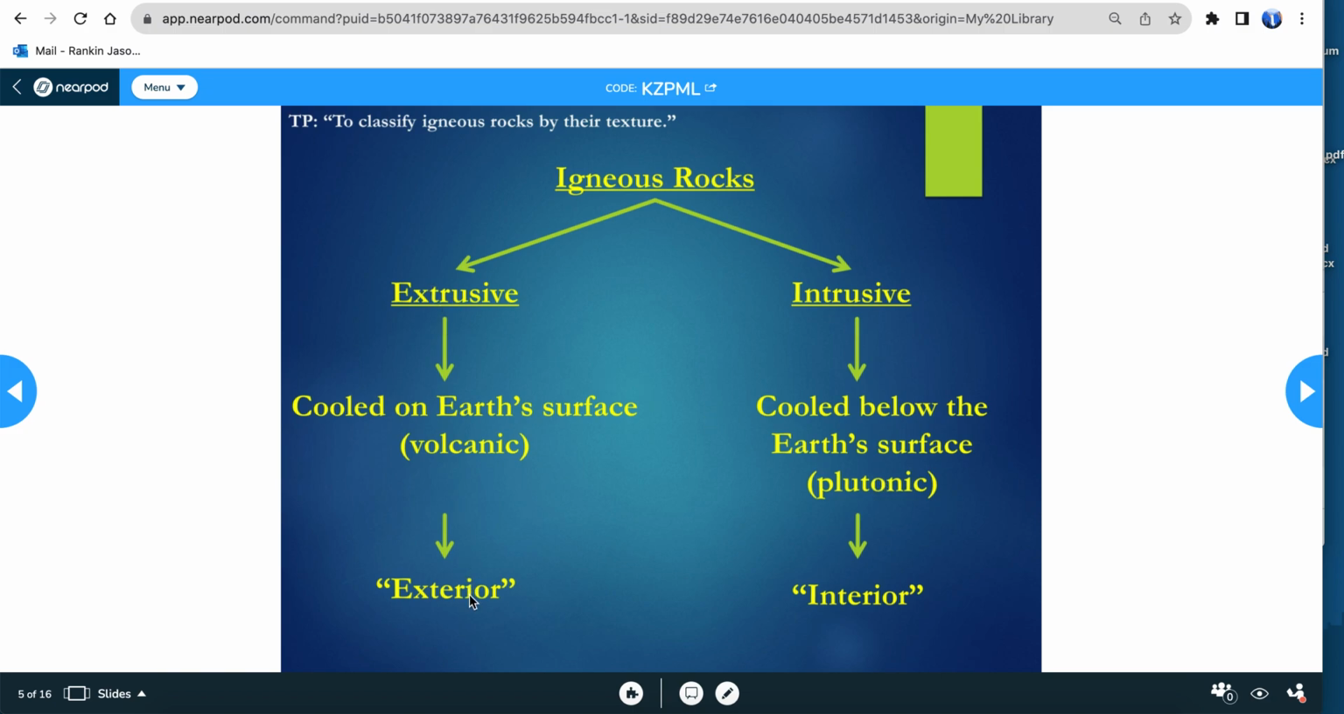Your extrusive rocks, we can think of that as exterior. Exterior, also known as outside. All right, your intrusive rocks, you can think of that as interior. Intrusive, I, interior, I. Extrusive, E, exterior, E. Interior means inside, right? So this would begin to form inside the Earth, not outside. Outside would be on the surface.